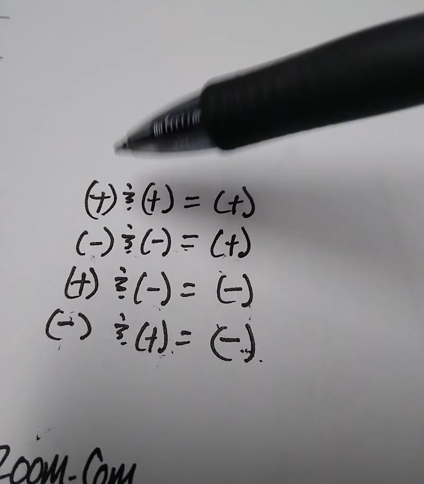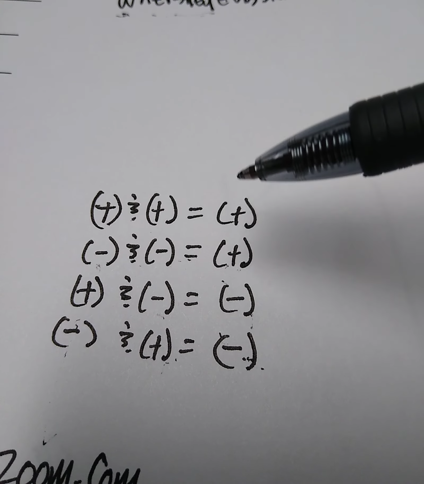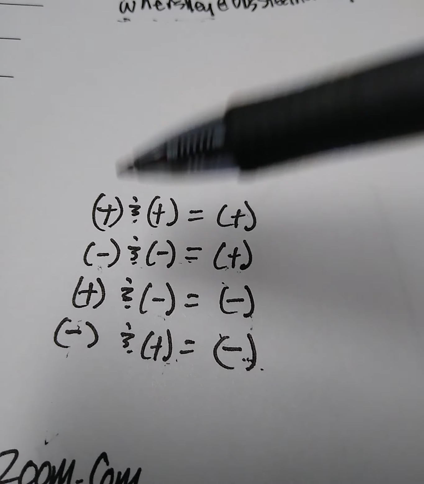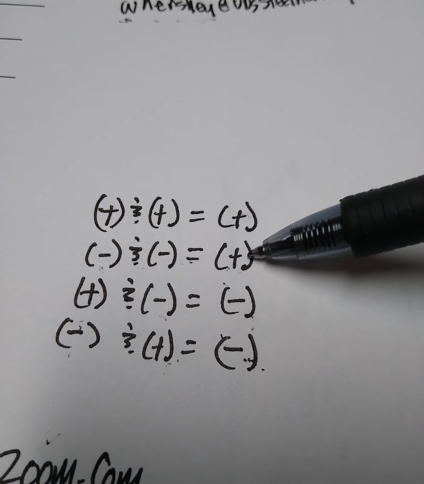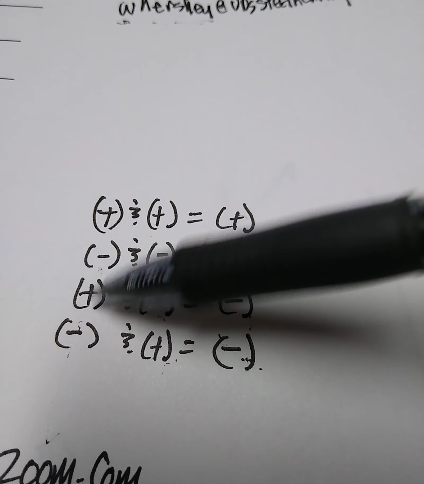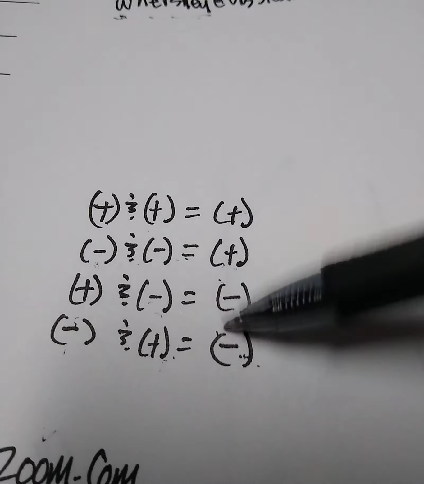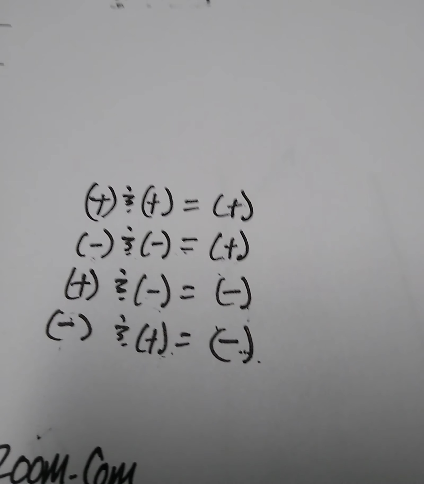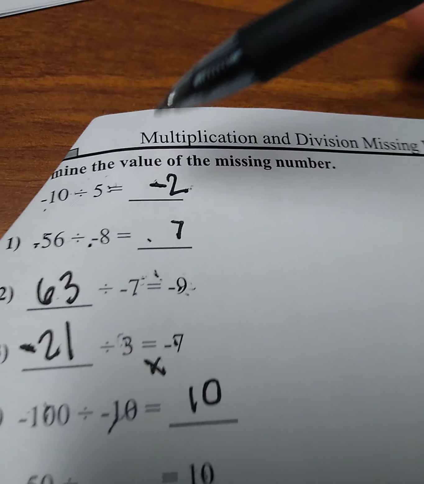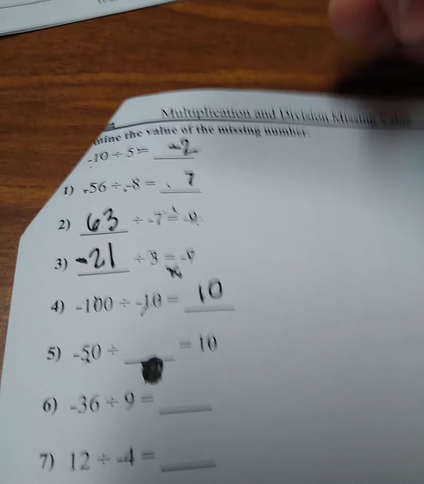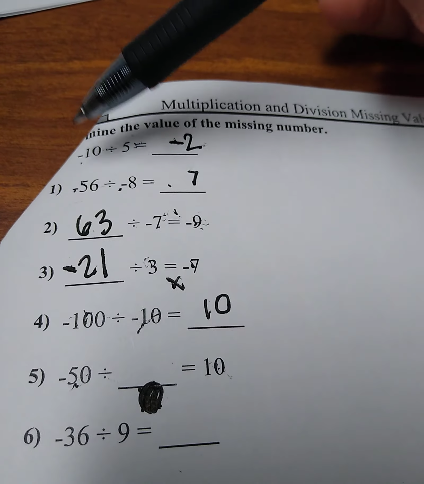So let's remember when we're doing this, a positive and a positive always equals a positive. A negative and a negative always equals a positive. A positive and a negative, or a negative and a positive, always equals a negative, okay? So we have some problems here. Let's look at our example first, okay?